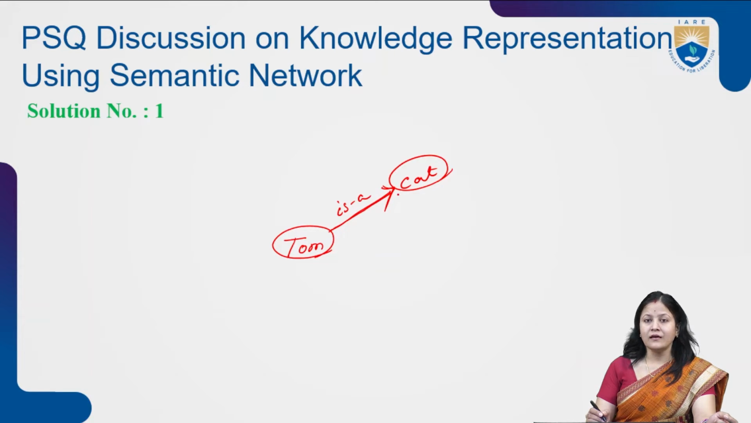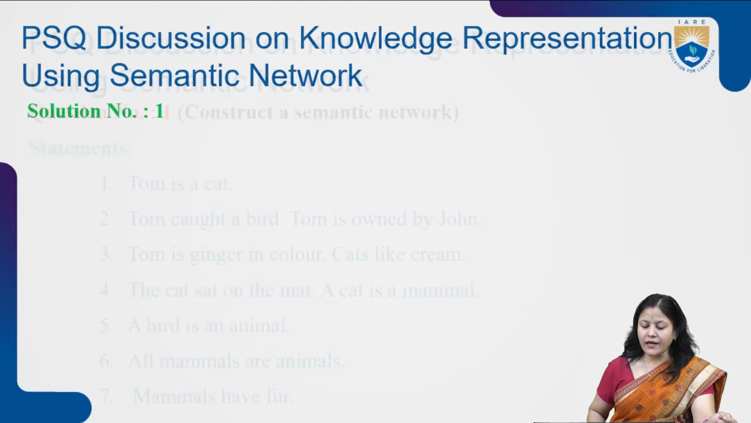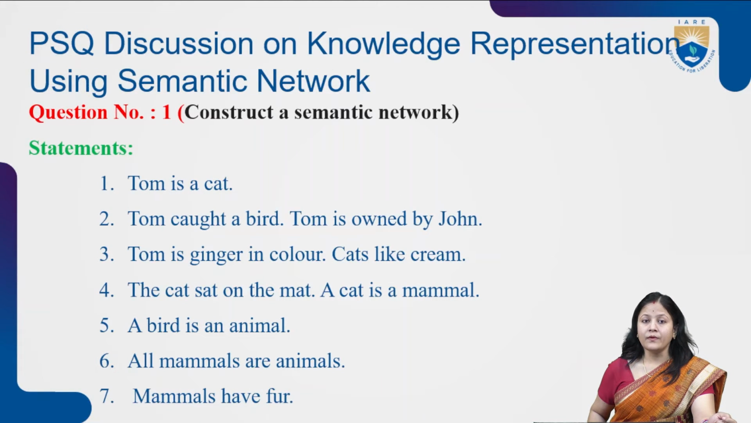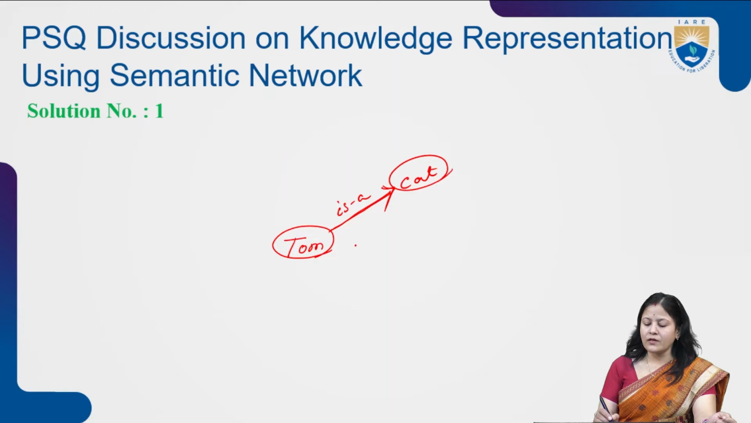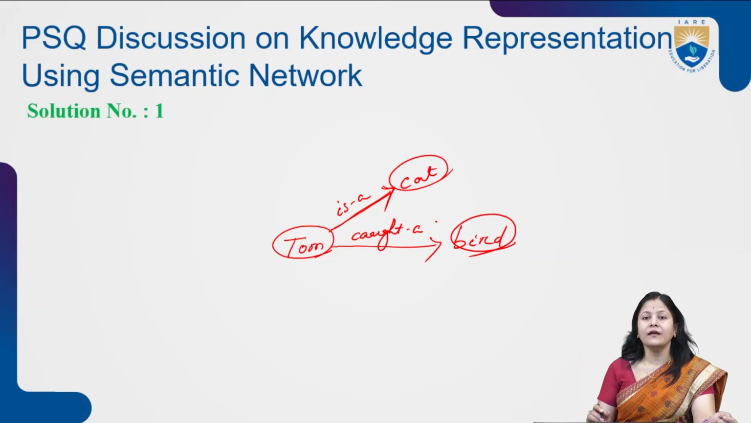And is the relationship. Cat is one class, Tom is another class. The next statement is Tom caught a bird. So Tom caught a bird means another class I will create. Here I will create another class bird. Caught a is the relationship.